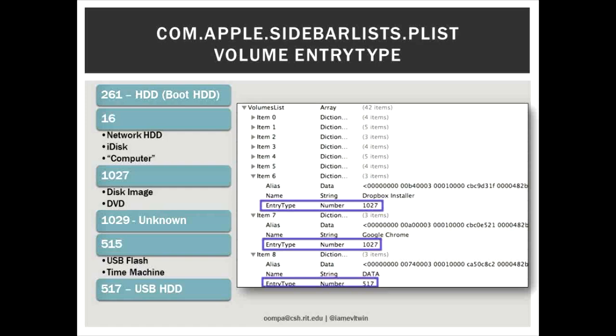So getting into one of these sidebar plist entries, we can see that each one has alias data, which is basically a bookmark, very similar to link data in the Microsoft world, a volume name, and an entry type. On the left we have a variety of different entry types. Some of them I know, some of them I don't know.